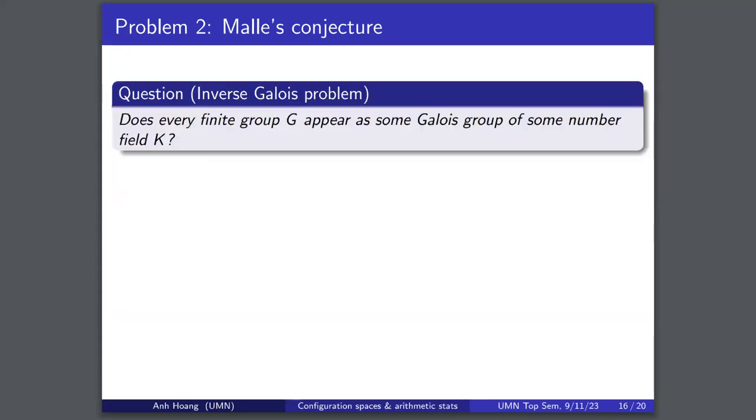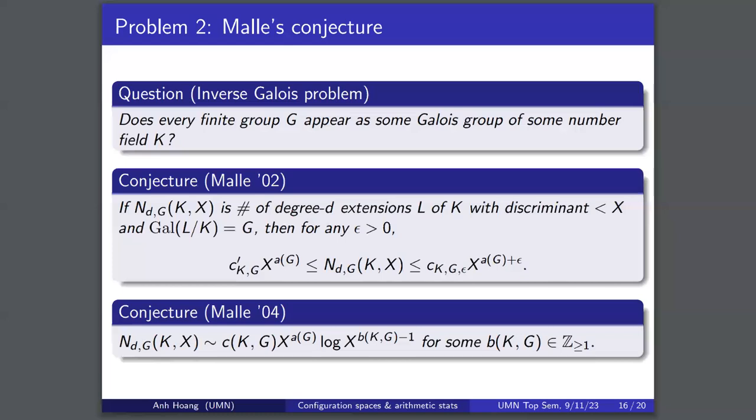All right, so if you know Craig's work, then you know that his paper is not just about homology of configuration spaces. It's about something called Malle's conjecture. And this started with a very famous problem, the inverse Galois problem. We ask, does every finite group G appear as the Galois group of some number field K? And there are a lot of frameworks proposed for this, but there's a governing one by Malle.